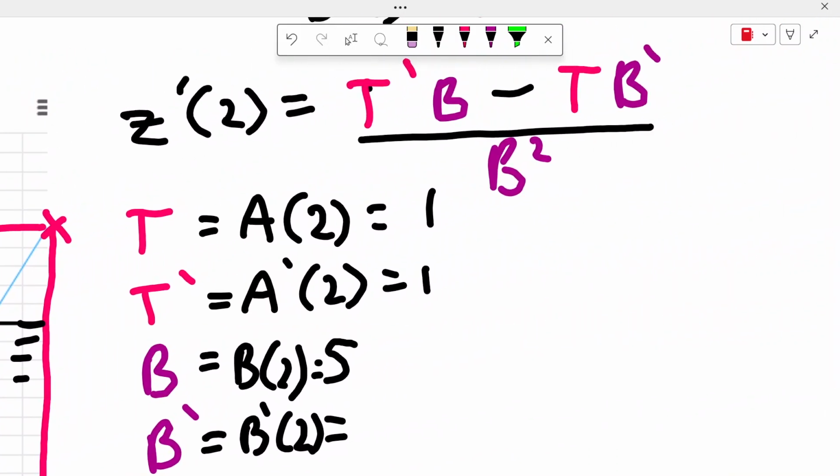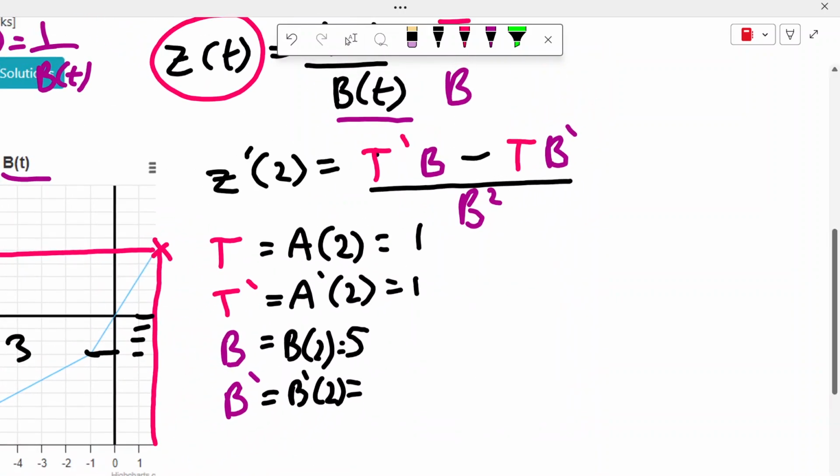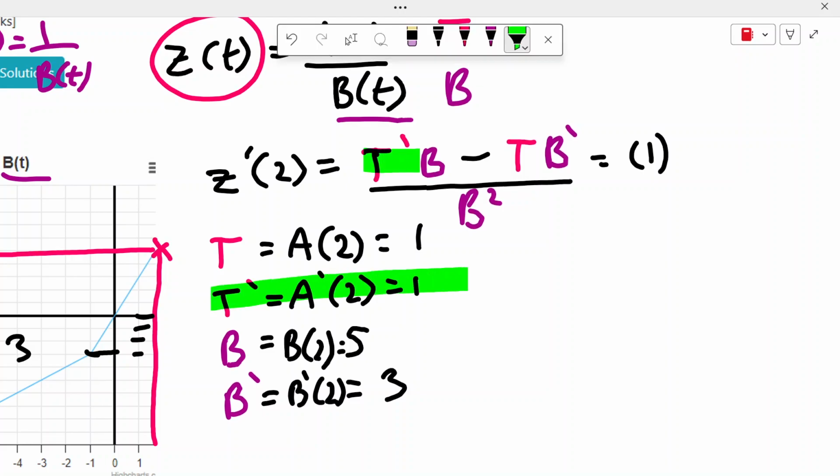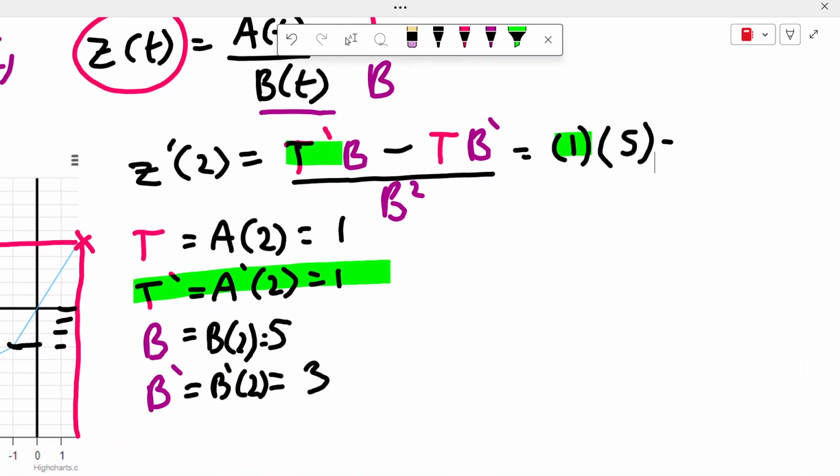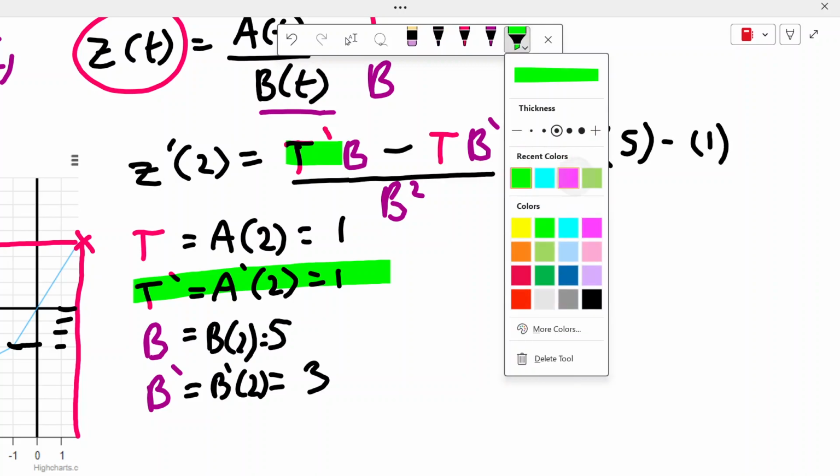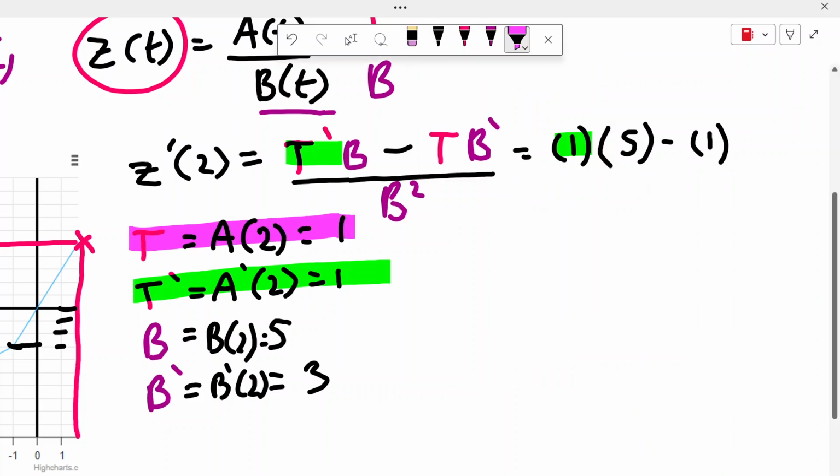And now we have that all set out, all we have to do is substitute it in. So a prime is 1. All right, now the bottom one, which is 5, minus the top one, which is 1 again, times by bottom differentiated, which is 3.